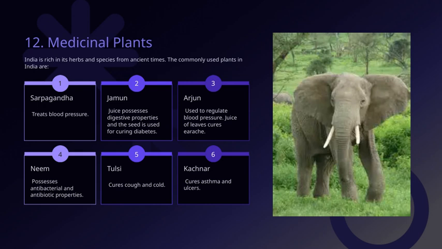infections. Tulsi, or holy basil, is often called the queen of herbs because it helps with cough and cold, and the juice from its leaves can even help with earaches. Argan is used to regulate blood pressure, and its leaves are also effective in curing coughs and colds. Lastly, kachnar is helpful in treating asthma and ulcers. These plants highlight how traditional knowledge and natural resources come together to support our health. They remind us of the importance of preserving these ancient remedies as part of our overall approach to wellness.